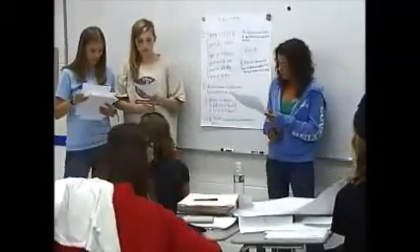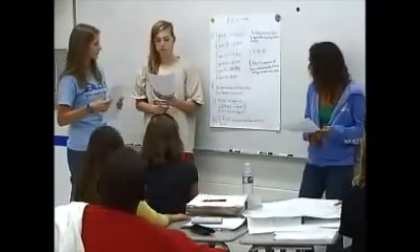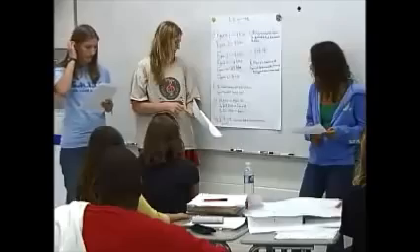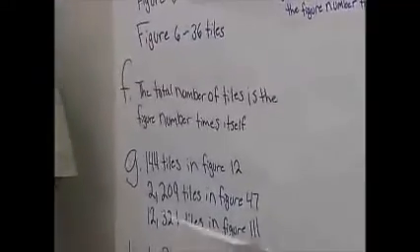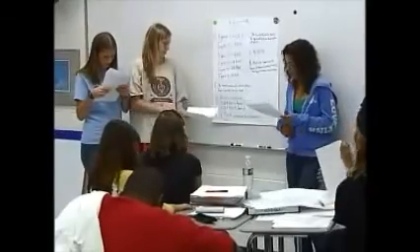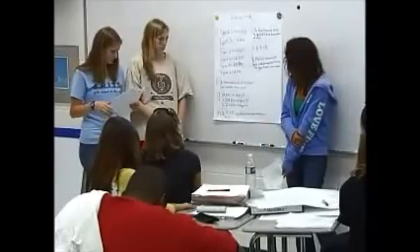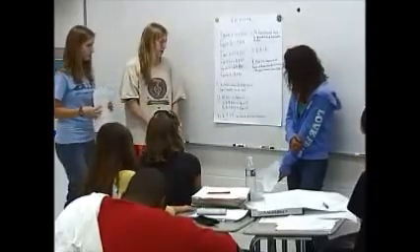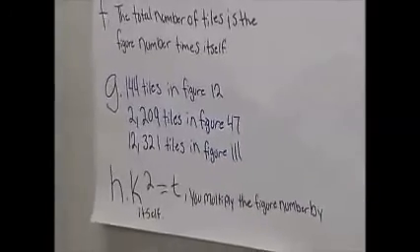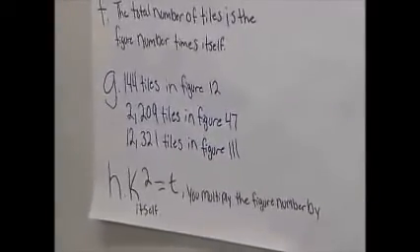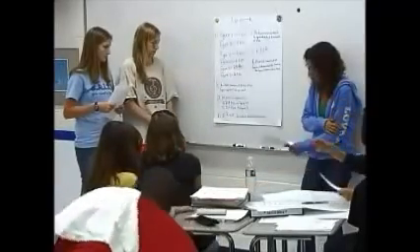What pattern do you observe that relates the total number of tiles to the figure number? The total number of tiles is the figure number times itself. Use this pattern to predict the total number of tiles in figure 12, figure 47, and figure 111 if the figures were to be drawn. There would be 144 tiles in figure 12, 2,209 tiles in figure 47, and 12,321 tiles in figure 111.